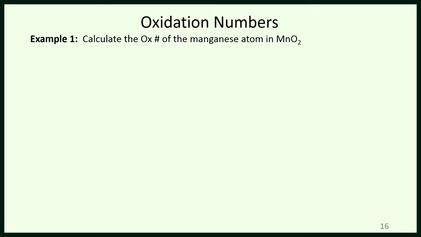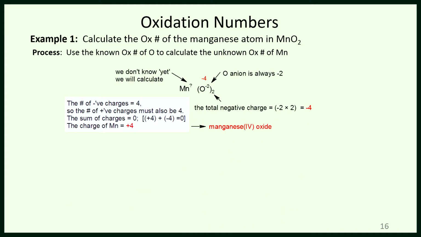All right, let's do some examples. Calculate the oxidation number of a manganese atom in MnO2. The process is that we're going to use the known oxidation number of oxygen to calculate the unknown oxidation number of manganese. Here I've laid it out for you.